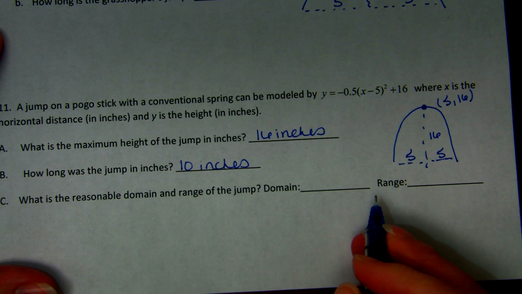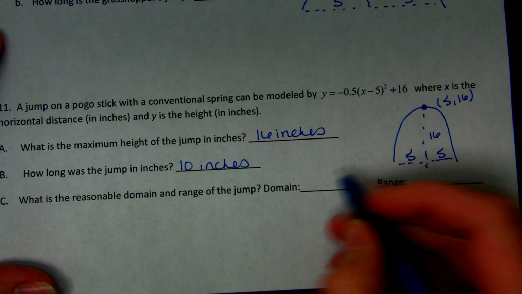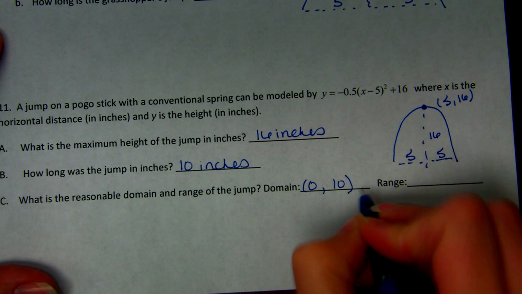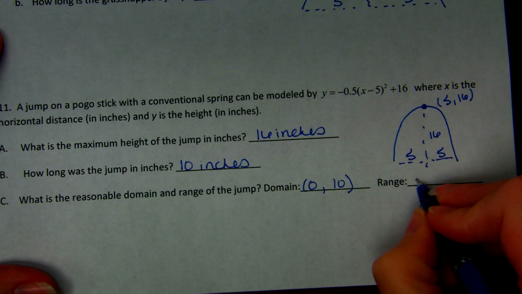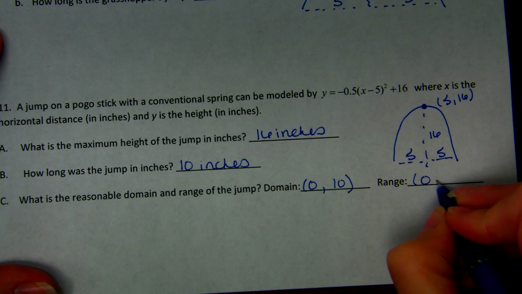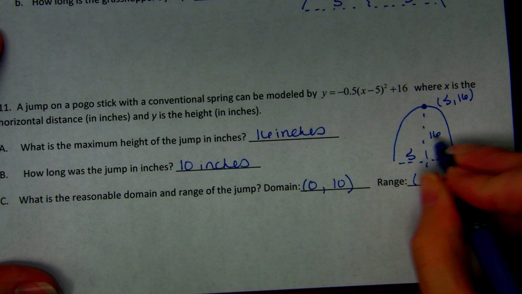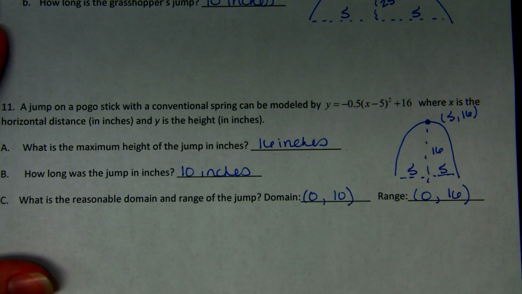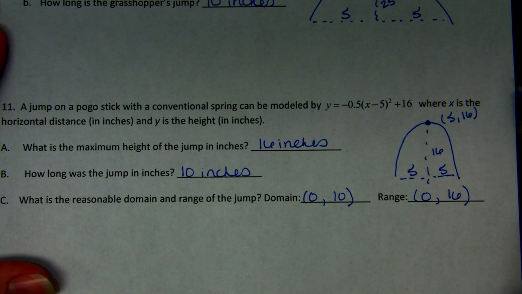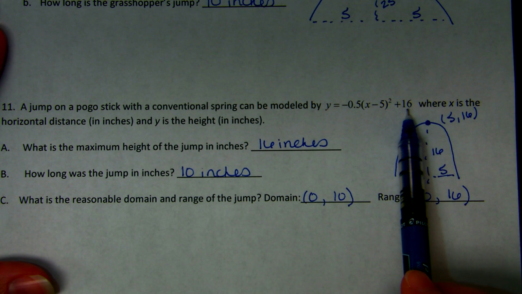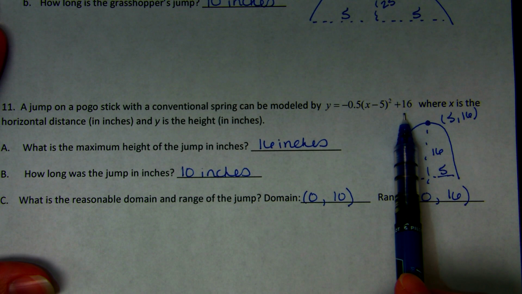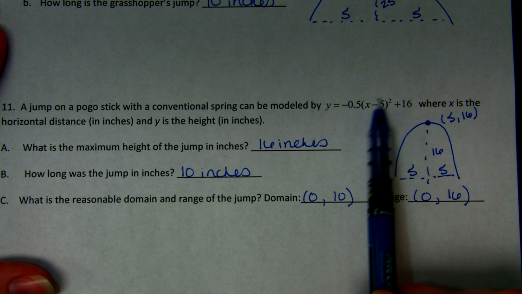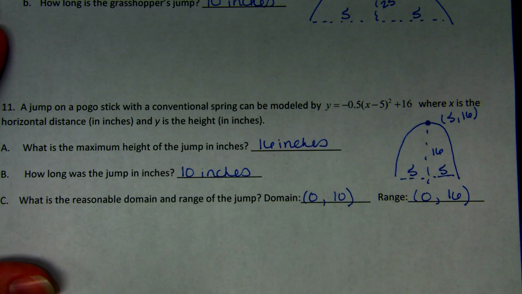And then they ask, what's a reasonable domain and range for the jump? Well, domain, we left the ground when we were at 0 inches, and we hit the ground when we were at 10. And range, if we're on the ground, we're at 0 inches. And if we're at the very tip top of the jump, we're at 16 inches. So that's a reasonable domain and range right there. Again, we just take the maximum value from here, and then we get how long by multiplying the x coordinate from your vertex by 2.